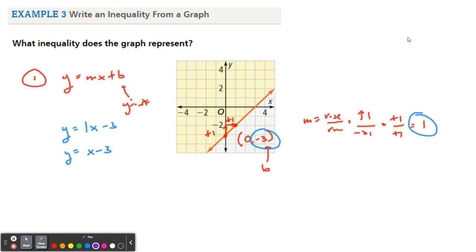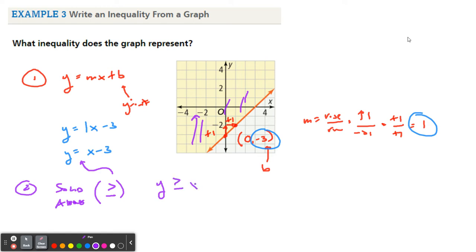That's the equation of the line. The second part is now the shading and basically the inequality symbol, right? So if you look here, this is a solid line, which means you're going to have an equal to. You are shaded above the line, right? Going up. Above means greater than. There's your symbol, greater than or equal to. That is going to replace our equals right there. So this inequality is y is greater than or equal to x minus 3. There you go.